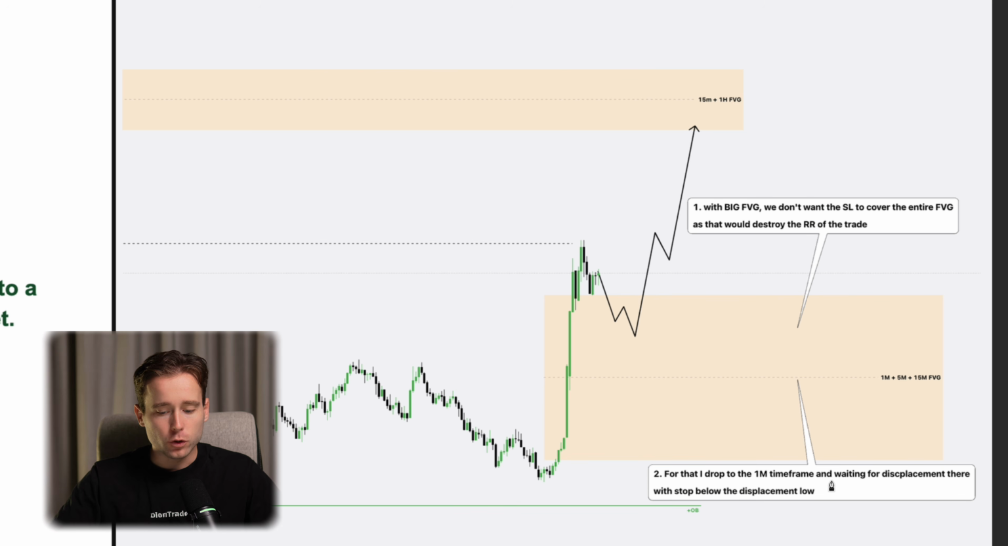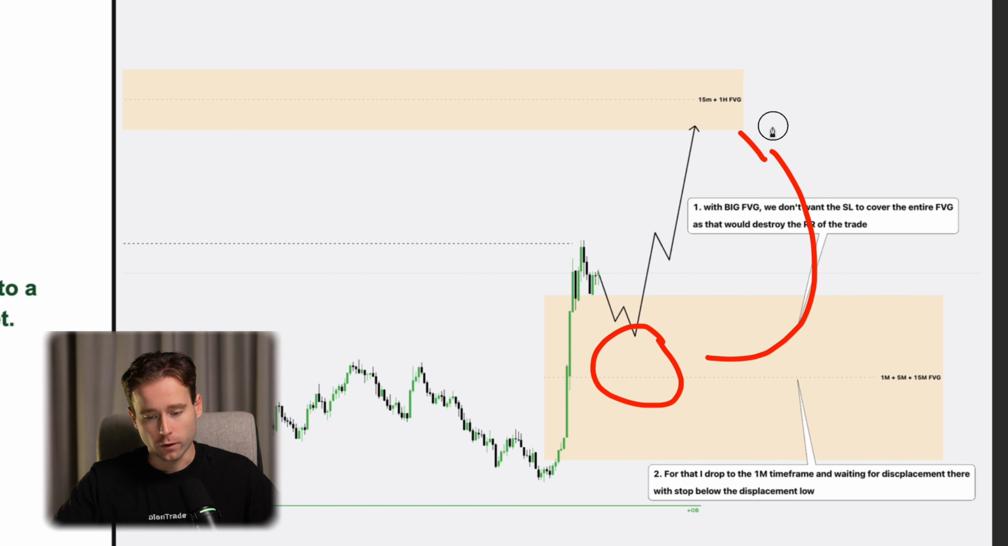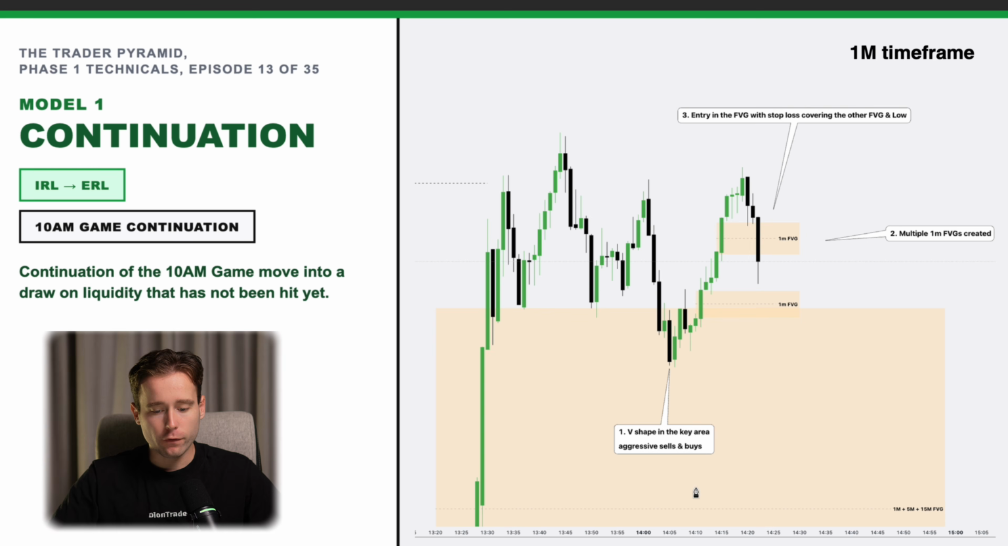So for that, I drop to the 1-minute time frame and wait for displacement from that level. I want to see aggressive sells, aggressive buys, the V-shaped recovery inside that level where I'm hoping to see movement from. That's of course the massive fair value gap. If we fast forward to 2 p.m., the highest probability window, we have aggressive sells, aggressive buys. In that area, the V shape in the key area, we leave 2 fair value gaps.